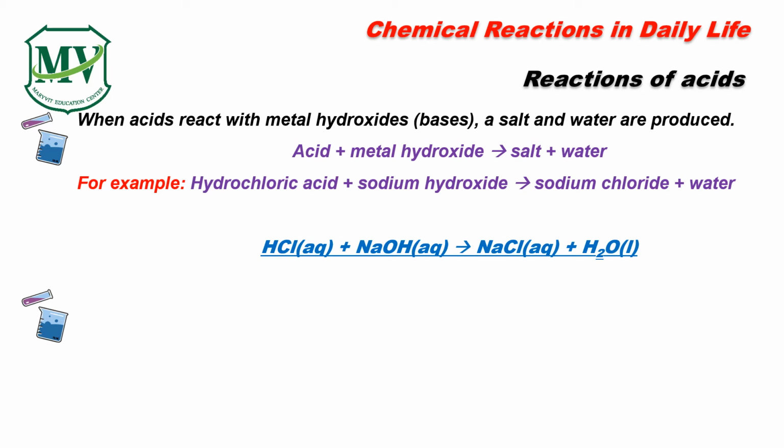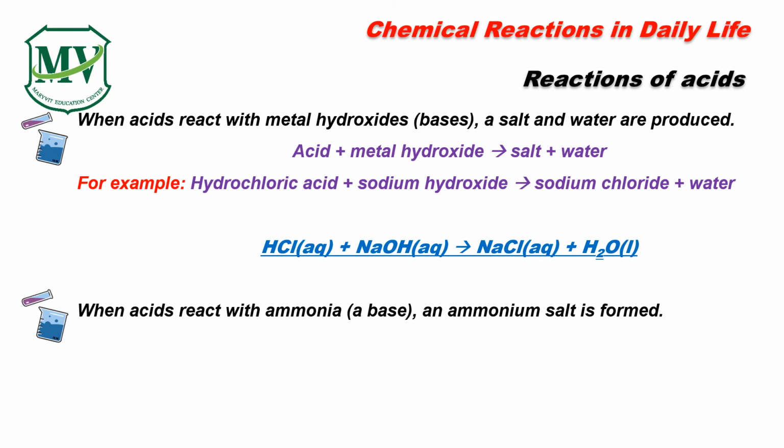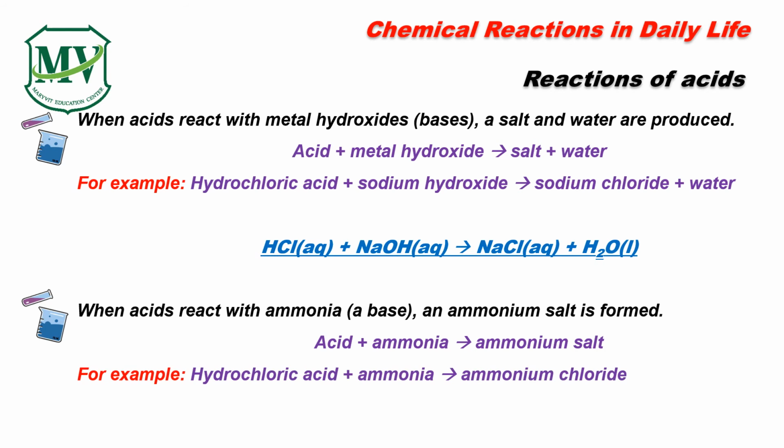Another case of acid reaction is when it reacts with ammonia to produce ammonium salt. An example for this reaction is when hydrochloric acid reacts to ammonia, which will have a product of ammonium chloride, which is a solid and appears as white smoke.